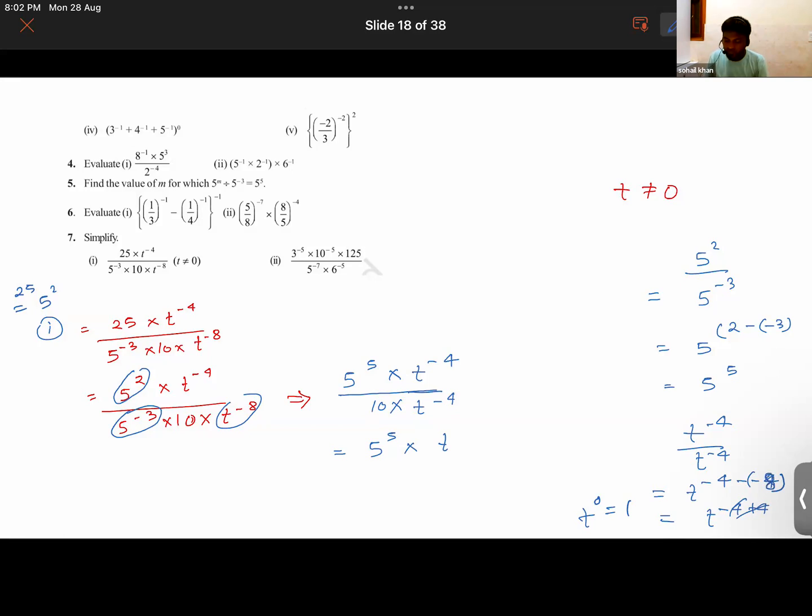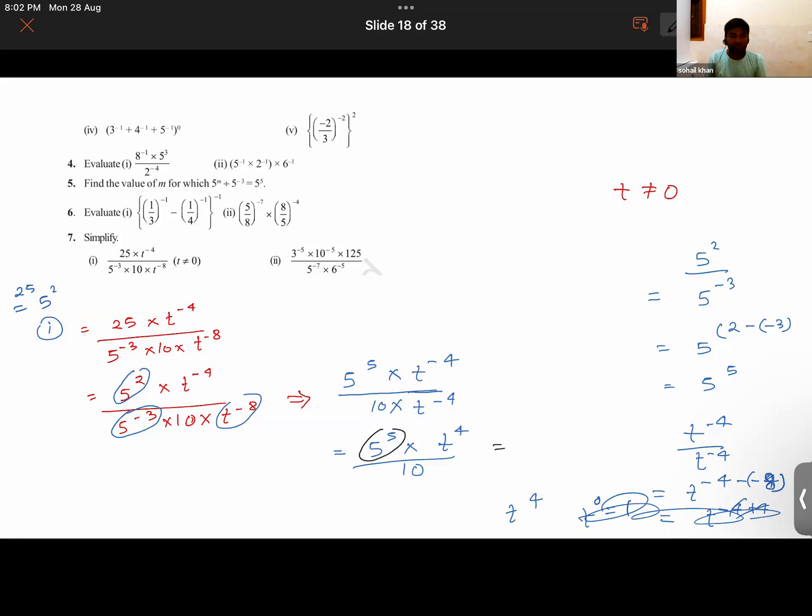So it will be now, minus 4 plus 8. It will be t raised to the power 4, exactly upon 10, right? Now what we will do, we will simply write the value of 5 raised to the power 5.